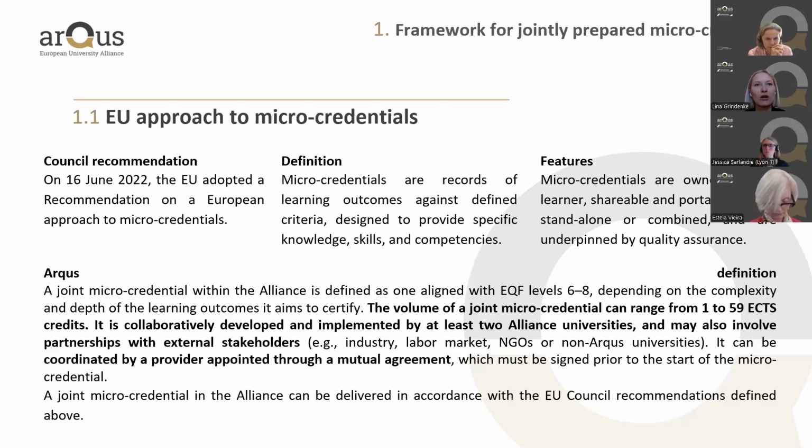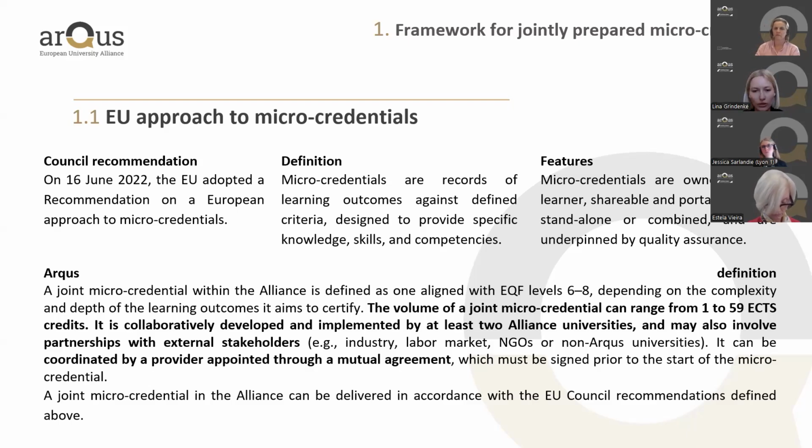That document states that definition of the micro-credentials, the micro-credentials are considered as the record of the learning outcomes that the learner has acquired following the small volume of learning. And basically, micro-credentials, according to that document, are owned by the learners. They are shareable and portable, and they can be standalone or combined, and are underpinned by the quality assurance. So we checked the document, and then we decided to move forward with the Arqus definition that would be suitable for our alliance. Of course, we checked many other documents that were prepared nationally, especially considering the ones that were prepared by Minut University as well. They are the primary ones who have micro-credentials implemented. So the joint micro-credential within the alliance is defined as aligned with the QF levels from 6 to 8, depending on the complexity and the depth of the learning outcomes, of course.